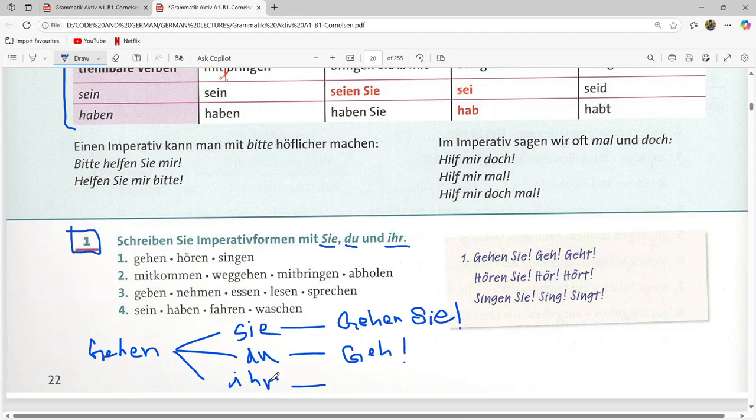And in the informal du form but plural, gehen will become geht, so just write geht. That's it.